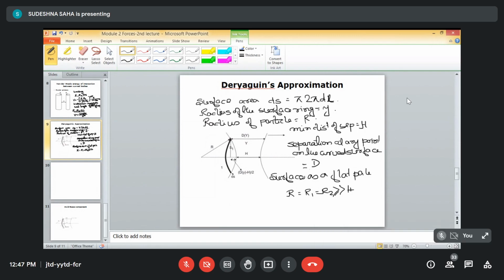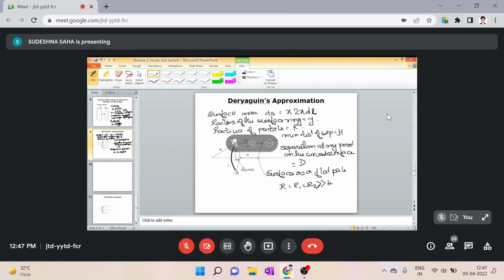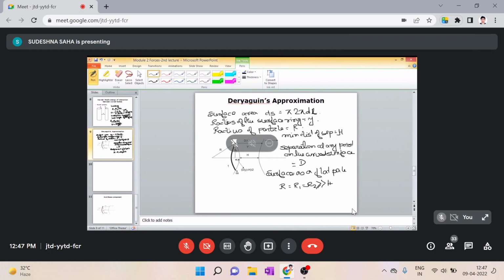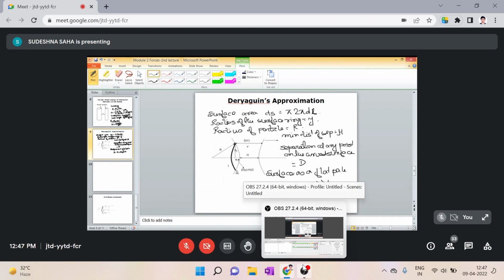In the previous class you will see we already covered how the Hamaker constant is calculated for two particles separated by a distance d. We have seen how the interaction energies can be calculated, and from there we can calculate the Hamaker constant.